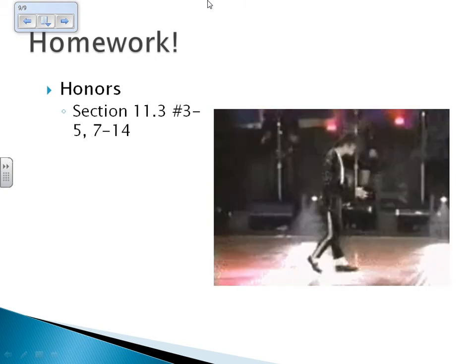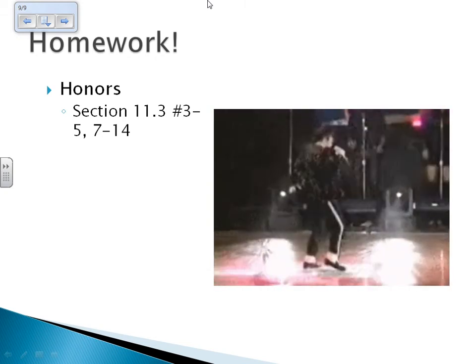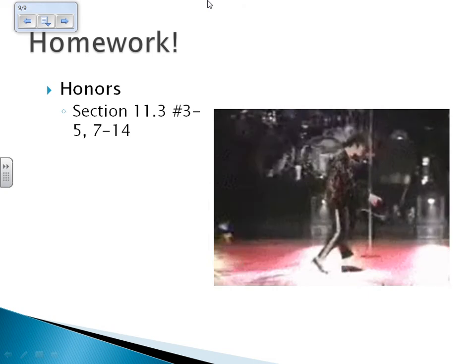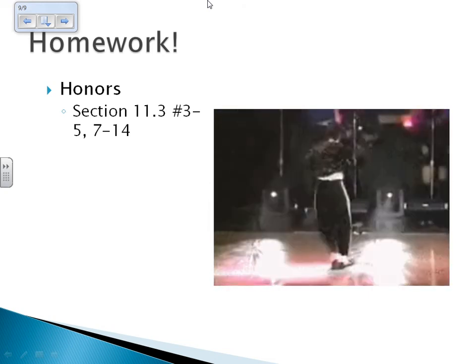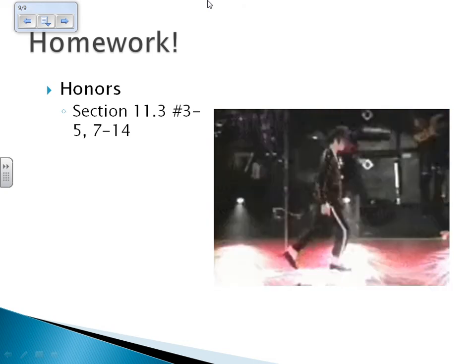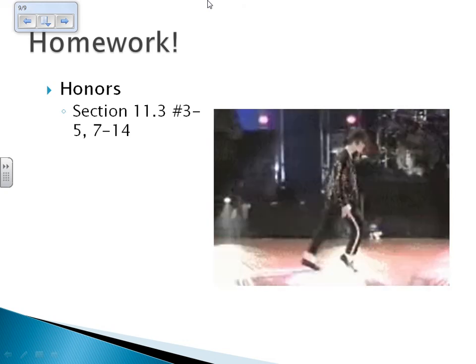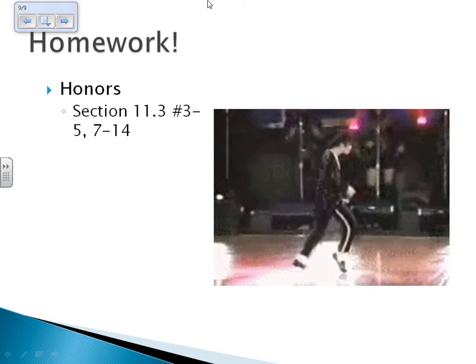If you are spending, wait, I got to go over the problem. I'm not going to give you time, sorry. If you have any problems with it, please come see me. You should not spend more than 15 minutes on this homework. All right?